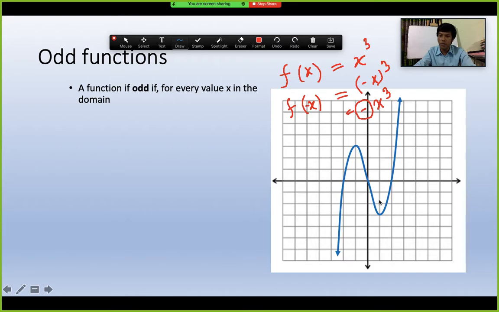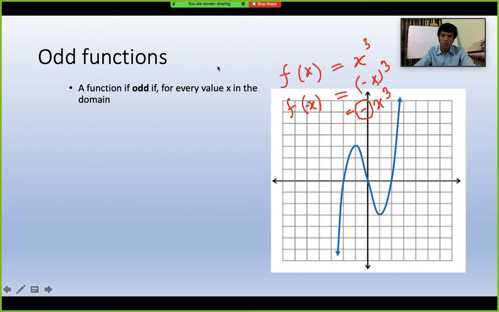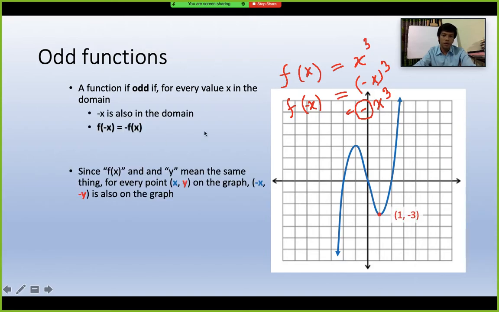Odd function will be symmetric with respect to the origin. And we have a little more detail about them. What does origin reflection mean? Origin symmetry means that if this point is minus 1 comma 3, then another point will be 1 comma minus 3. The signs of x and y both change, and then it is origin symmetry.